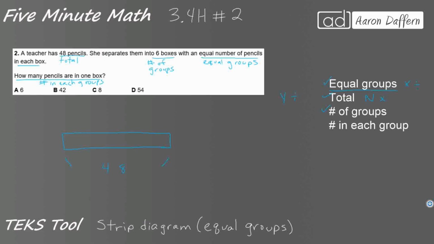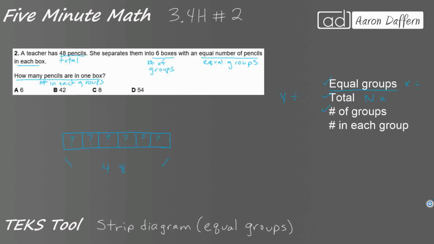How do I draw 6 equal groups? Well, there's a few different ways to do it. What I like to do is I like to cut it in half, and then I take each half and I cut it into 3 equal pieces with these 2 lines. And I know that's going to make 6 because half cuts it in 2 pieces, and cutting each half into 3 pieces is going to be 2 times 3. That makes 6. Now, how many are in each box? Well, that's what's unknown. So we're going to represent that with our question mark, and there's our strip diagram.